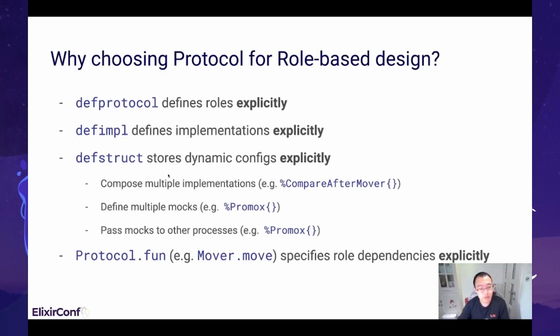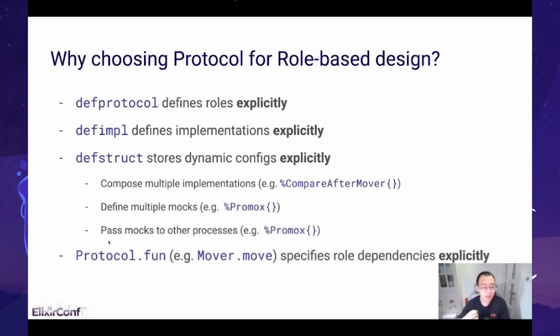And for defstruct, we can store dynamic configurations in these structs. So for example, we can compose multiple implementations together dynamically in runtime. For our CompareAfterMover, we would receive a file mover and an file comparator, and this can all be changed dynamically during runtime. And it's also very explicit in our code. On the Promox side, we can define multiple mocks because each mock is just a struct holding all the stubs and the expects. So we can define maybe two mocks or even more for a single role like mover. We can have a mock mover 1 and a mover 2 or even more.